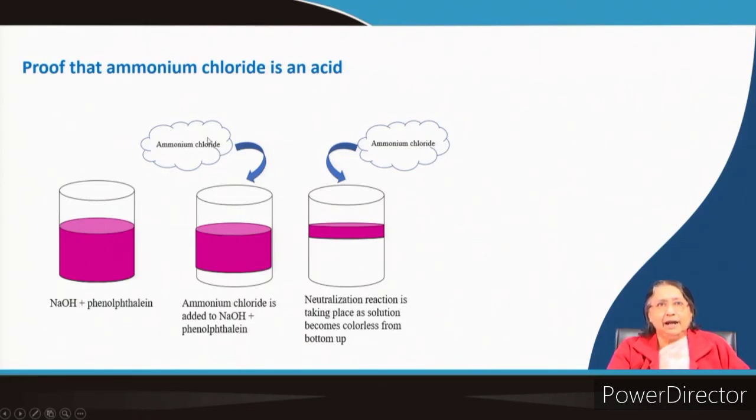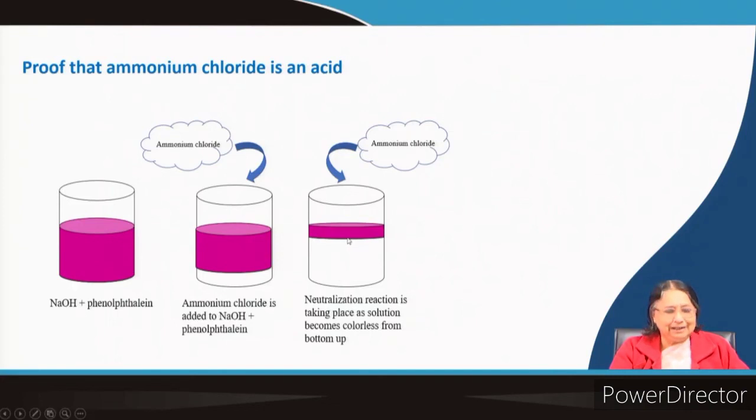Now, you are adding ammonium chloride, say for example, from outside here. So, what will we see? It is a salt. You may think that it will remain the same, but ammonium chloride, I have told you, is a salt of weak base and strong acid, that means ammonium hydroxide and HCl. It will behave like an acid. So, when you are adding, you can see that slowly it is being neutralized. Ultimately, you see phenolphthalein is becoming colorless, that means it is showing neutralization.